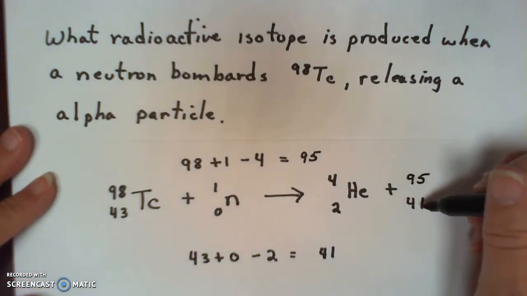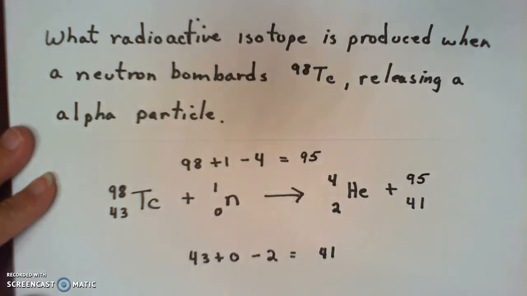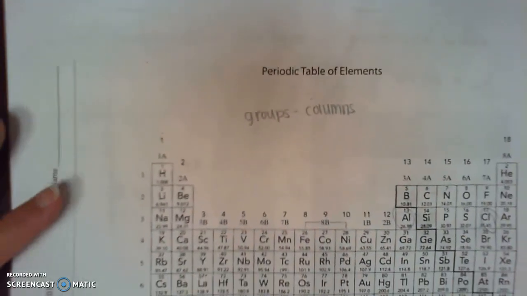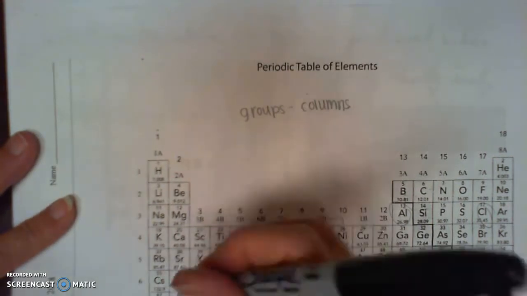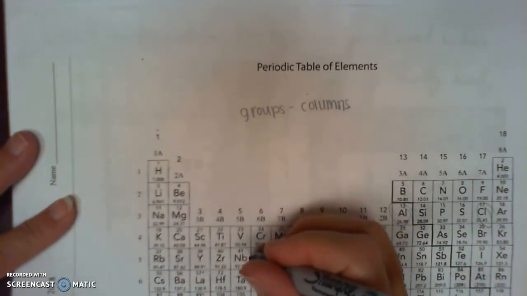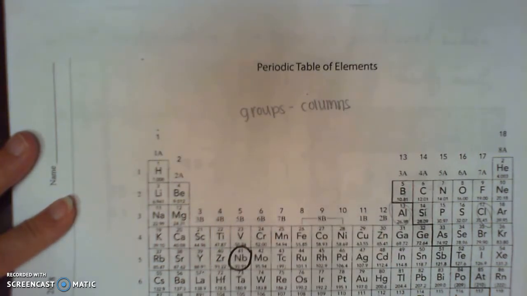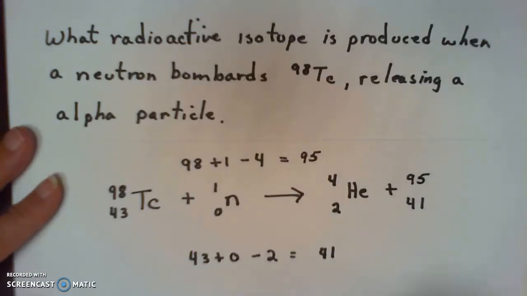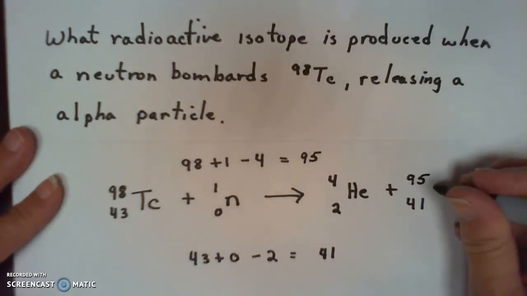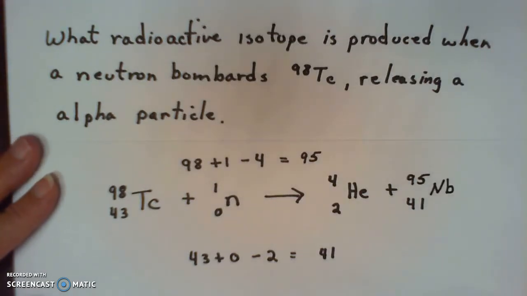Okay. We need to look on the periodic table and see if we can find which element has an atomic number of 41. There's our atomic number 41, and we've got niobium right there. And that's an Nb, niobium. We want to check, we want to make sure that both sides equal each other.